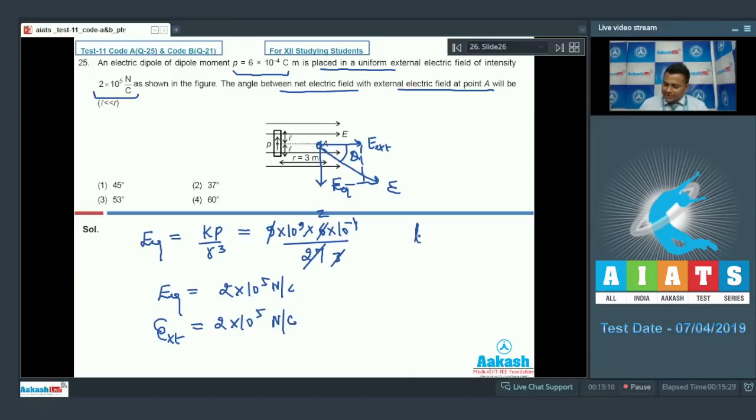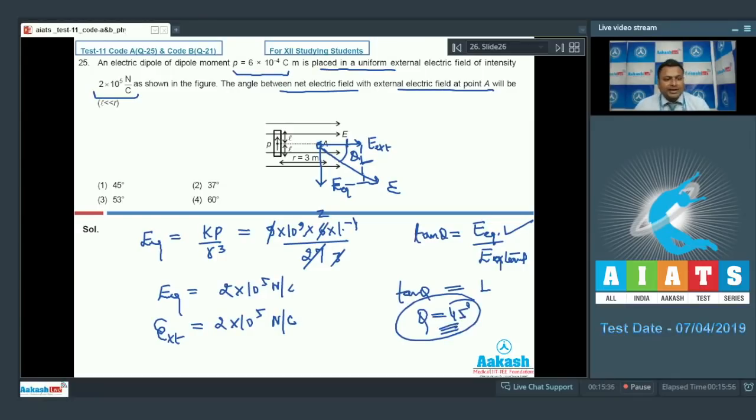Now tan theta can be written as this upon this, that is perpendicular upon base, or you can write E equatorial upon E external. Since both are same, so that's why you will get 1 here. So tan theta is 1, therefore theta is 45 degree. So we can say that option number 1 is absolutely correct. We can go with option number 1. Now move on to the next, that is 26 number.